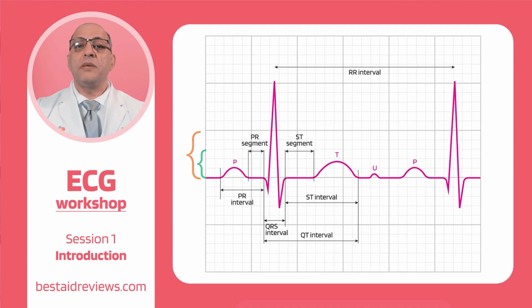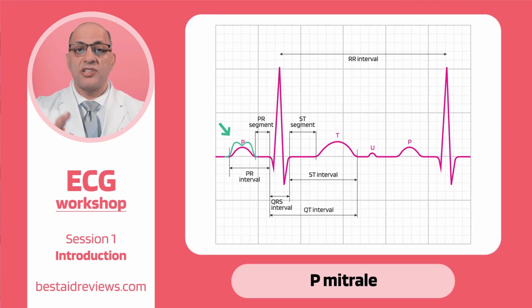Now let's talk about P mitrale. This is just a notched P wave. So this is a sign of left atrial hypertrophy.